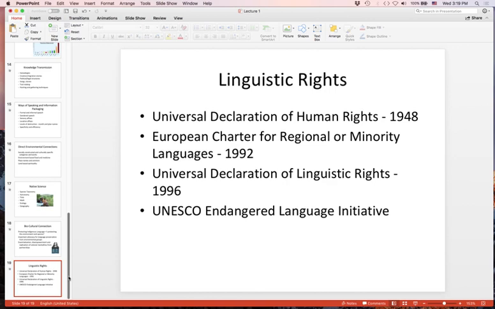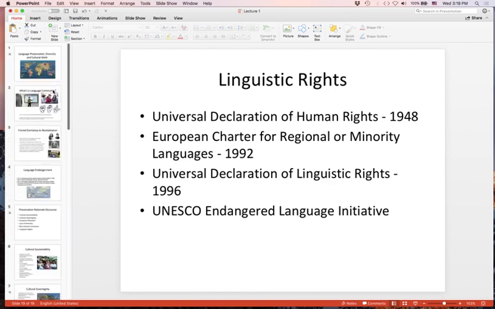So there's some overview of connections between various cultural processes and practices and how we are able to articulate rationale for preservation.